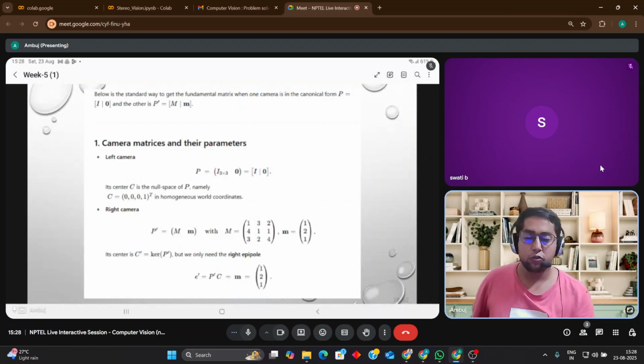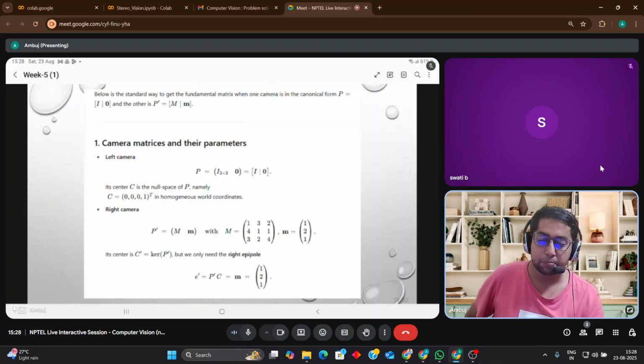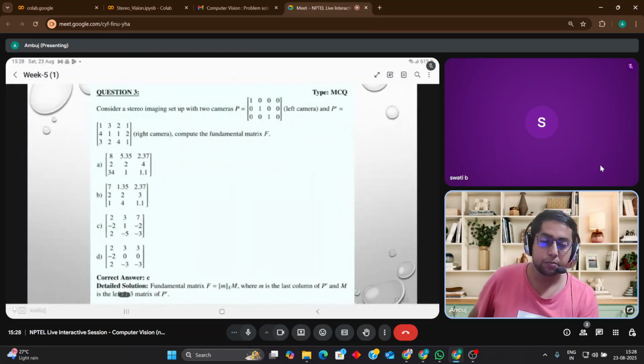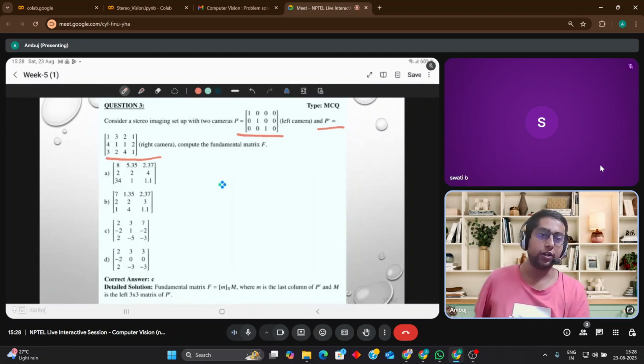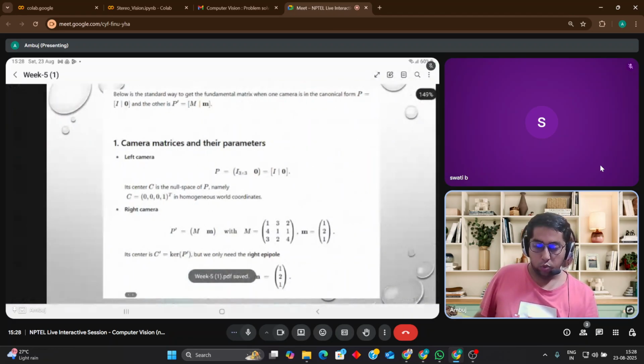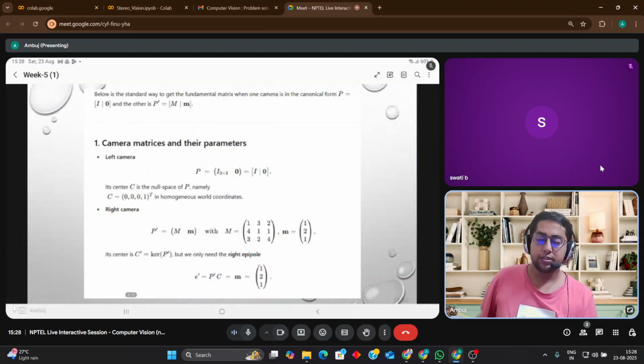First of all, we have to bifurcate the projection matrix P which has been given to us. For the right camera, P dash is the concatenation of capital M and small m, both of which are matrices. Try to bifurcate the matrix given for the left camera and the right camera, and separate both components. First step is this one. After this, now its center: you do E dash equal to P dash multiplied by C.